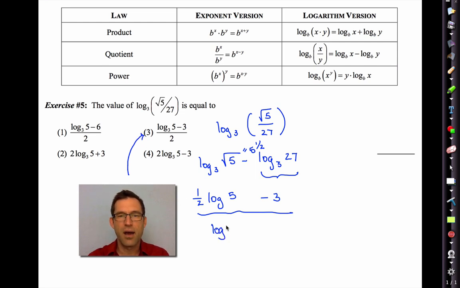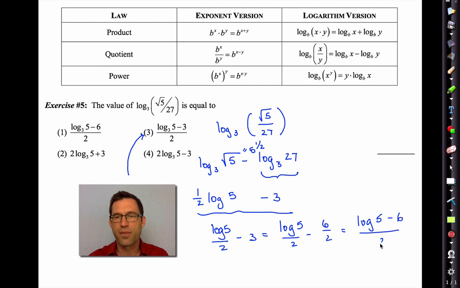In fact, I've got log 5 divided by 2 minus 3. That's going to be log 5 divided by 2 minus 6 divided by 2. And that's going to be log 5 minus 6 all divided by 2. Whoops, and then I lost my log base 3 along the way. Sorry about that. And that's choice 1. So don't forget about elementary algebra, right? Don't suddenly combine two things that don't have the same denominator. But there we have it.